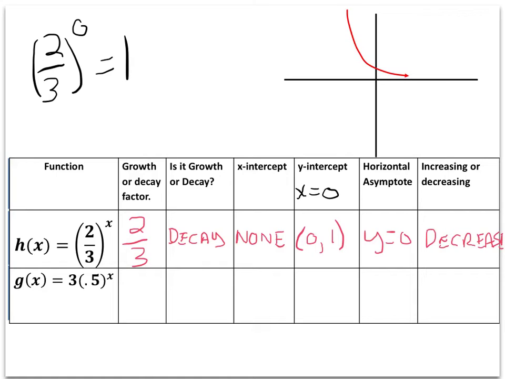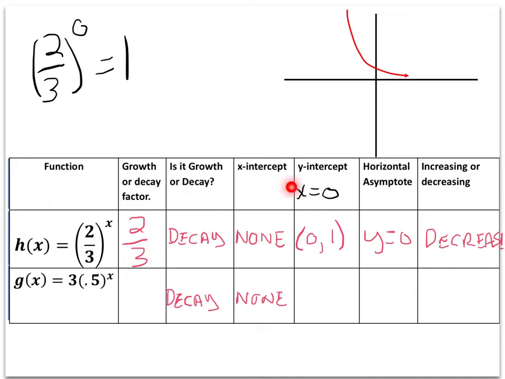Alright, moving on to the second one here, and this one's just a little bit different than the first one. We've got to identify whether it is growth or decay, and it's all based on whatever this base is here. And this base is 0.5, which is between 0 and 1, which tells us that this one is a decay. Now we've got to look at the x-intercept, and the graph is going to still look really similar to this one here. So the x-intercept in this one is indeed none. It never crosses that x-axis ever.